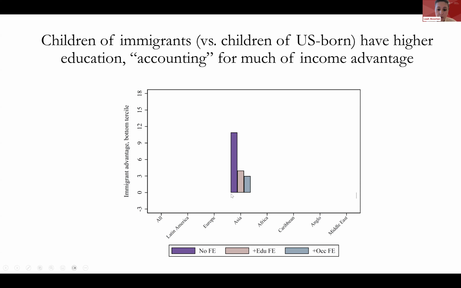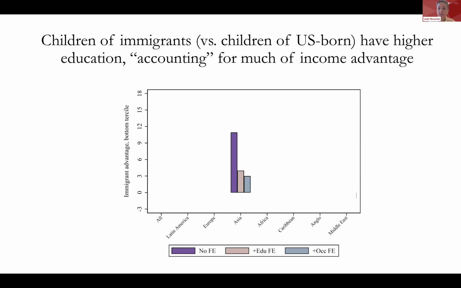So here in the purple bar, we see the unadjusted earnings gap for the sons of Asian immigrants versus the sons of US born. And then in the other colors, we see how that gap changes if we simply add educational fixed effects for the child. And we see that a large portion of the purple gap can be accounted for by the fact that the sons of Asian immigrants have higher education.